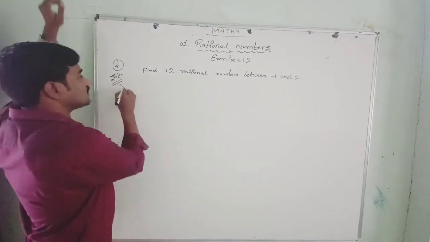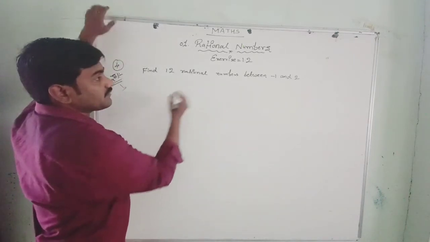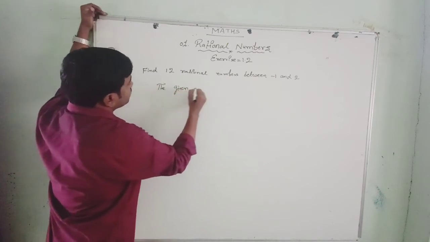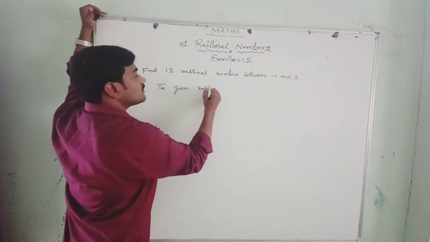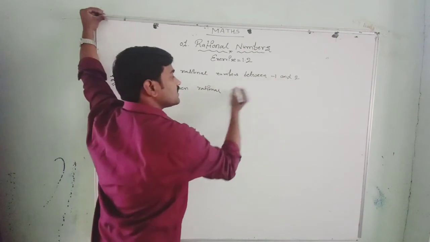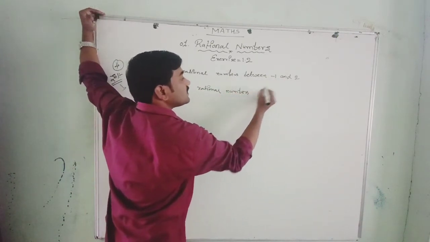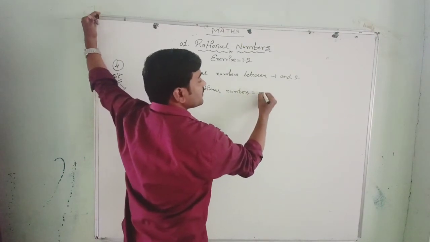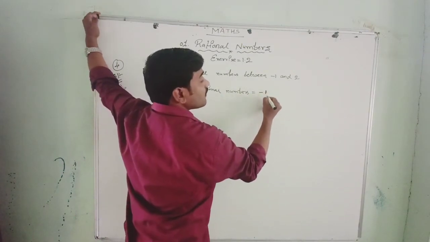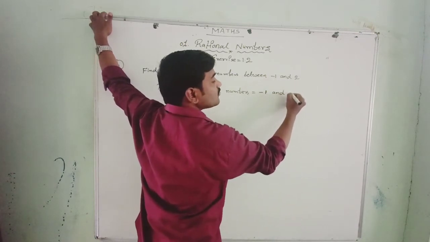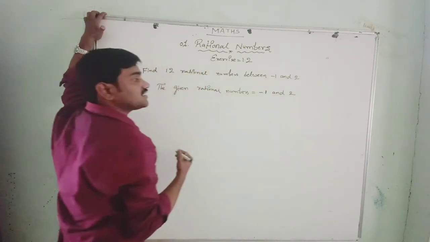Okay, let us do the solution here. The given rational numbers. How can we say these are rational numbers? Because these numbers can be written in P by Q form. Minus 1 by 1, 2 by 1 we can write. So they are called rational numbers.